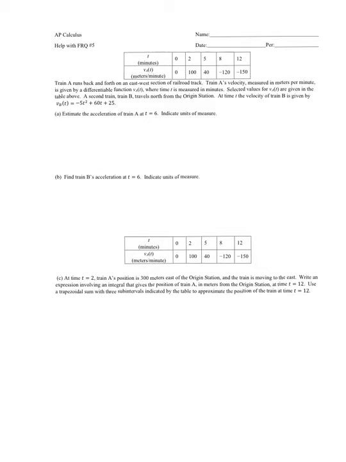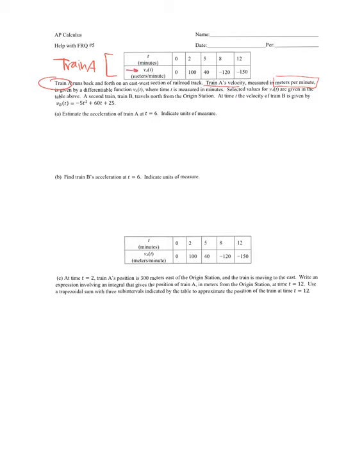Okay, so this is support to help you with FRQ 5. It's telling us that train A runs back and forth on an east-west section of railroad track. Train A's velocity, measured in meters per minute, is given by a differentiable function where time is measured in minutes. Selected values are given in the table above. So this information up here is specifically for train A, and it's the velocity information.